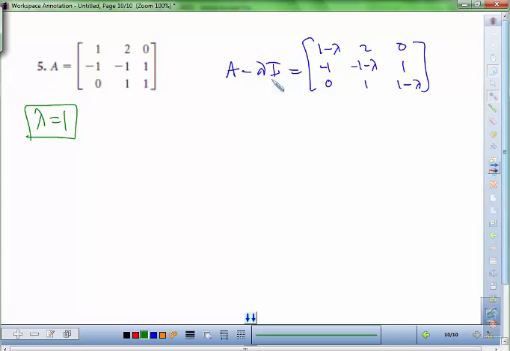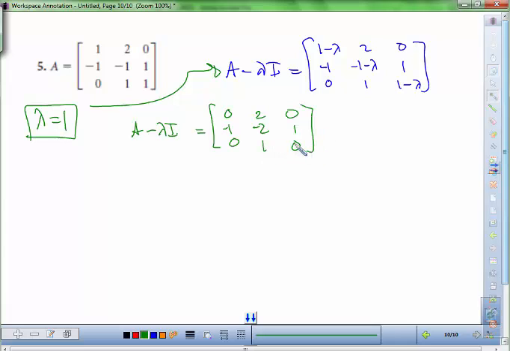So when lambda is equal to 1, we're essentially going to be looking at this matrix over here and put lambda is equal to 1. And so we get A minus lambda I is equal to 0, 2, 0, negative 1, negative 2, 1, 0, 1, 0.